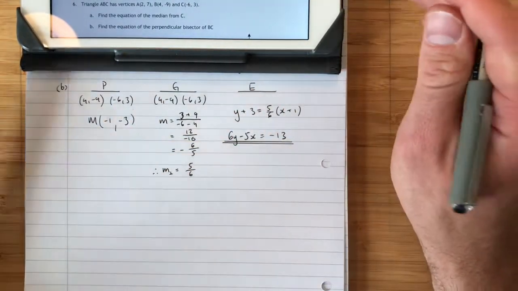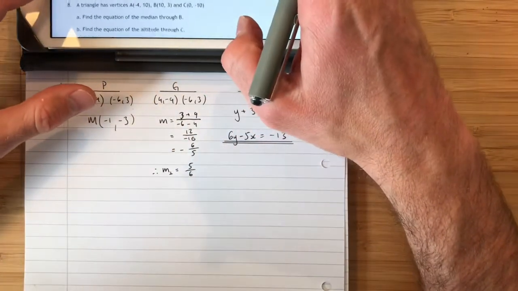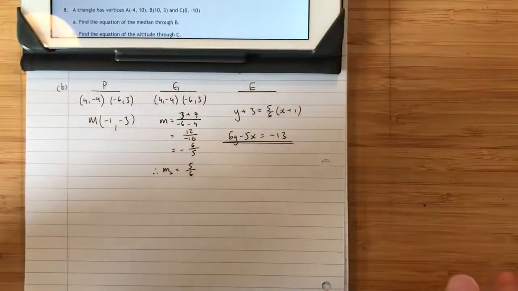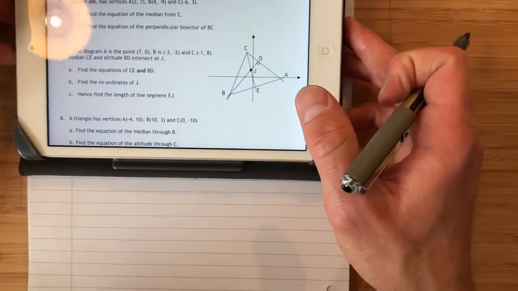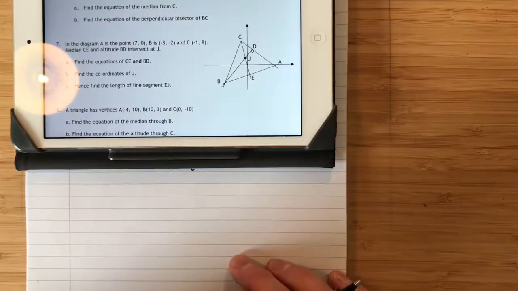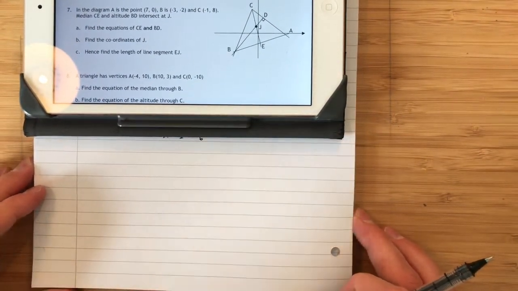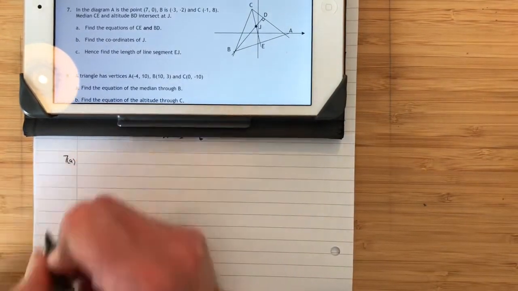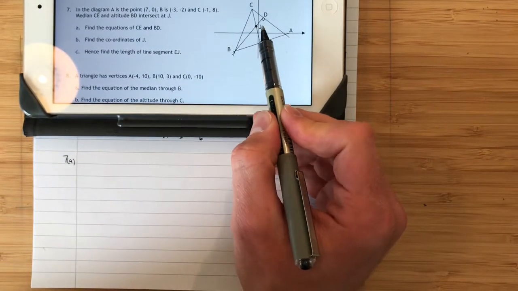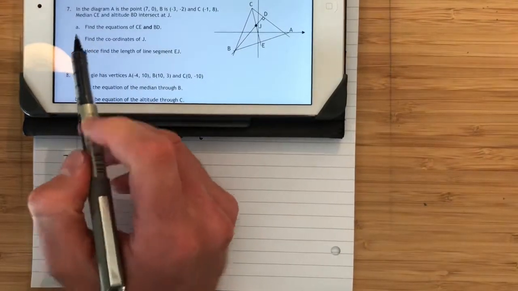Okay, that's 6b done. Let's have a look at question number 7. Question number 7 is a wee bit juicier. I should say about number 7, the diagram is atrocious. I drew it and then I never checked it. And I'm an idiot, because that point J should actually be over there somewhere. But anyway, we'll go through it and we'll just bear that in mind.